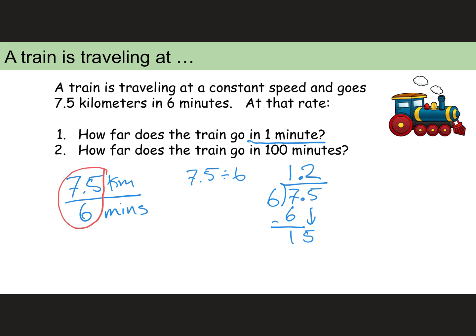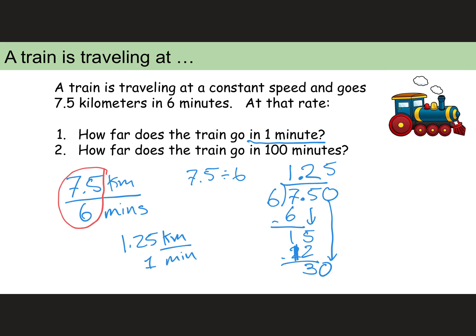6 goes into 15 2 times for 12. Oops, let's make that a 1 for 12, the remainder of 3. Then I bring down a 0 because I'm not done yet. 6 goes into 30 5 times. So the train goes 1.25 kilometers per 1 minute.